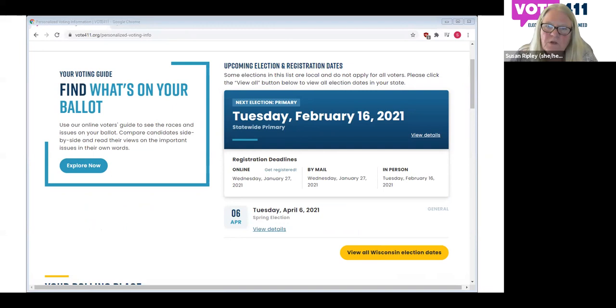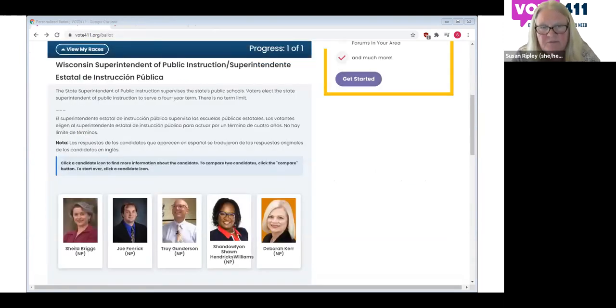When I was getting these slides for this presentation, Wisconsin was having an election, so this information is from Wisconsin. We didn't have anything on Idaho at the time. You can see there's some information on here about the election. But on the left-hand side, you see that Explore Now button. If you click on it, it will take you to a page before this one that shows your races. Up on the top, it says View My Races. It would show you all your races.